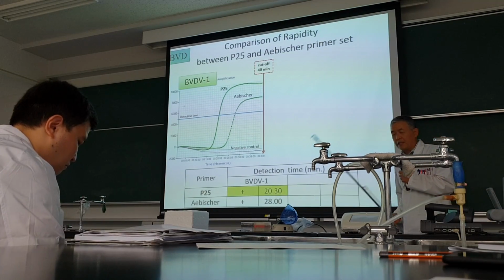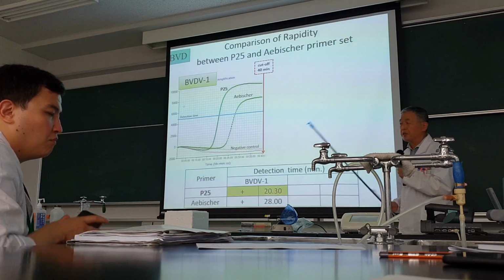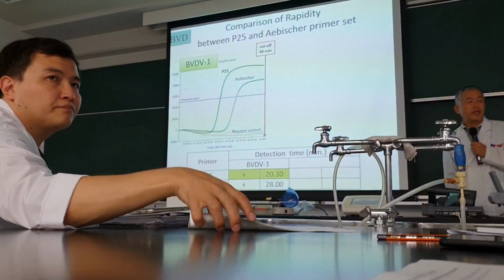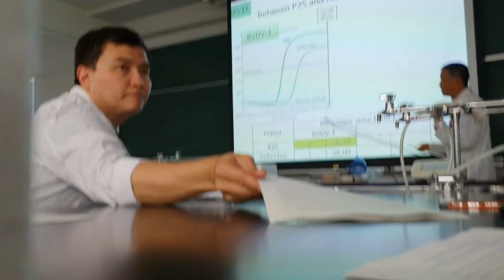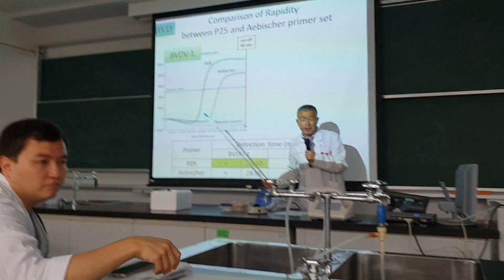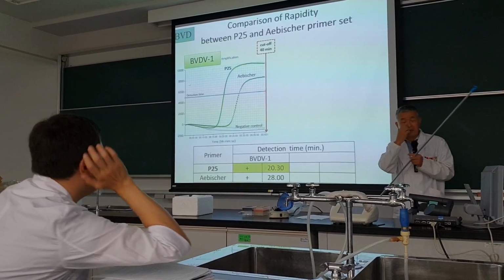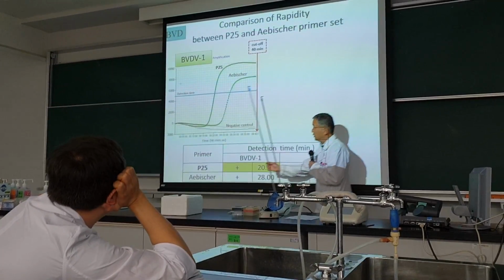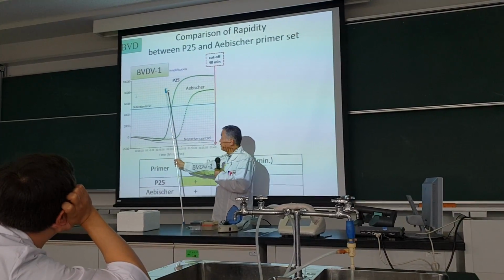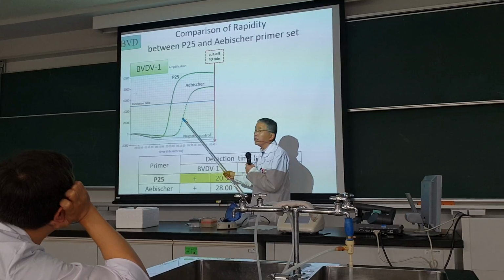LAMP is a constant temperature reaction system, and the most advantageous point is quick amplification. This is the amplification curve. This machine is small, but it is a real-time system. So we can see the reaction result amplification plot quickly. The time is around 15 or 20 minutes.